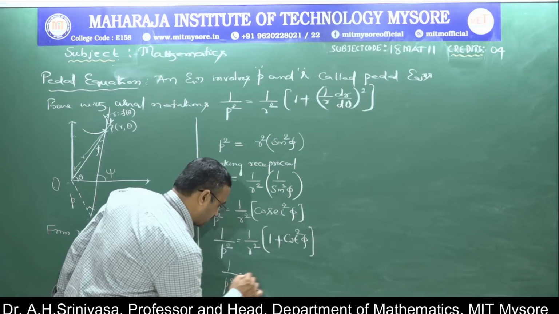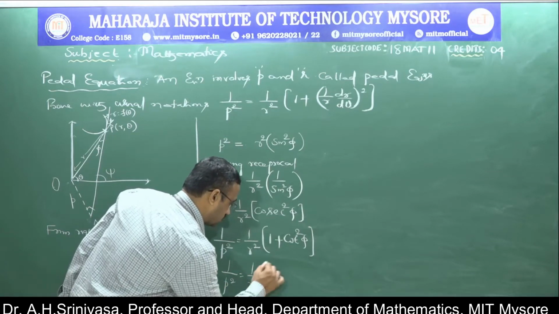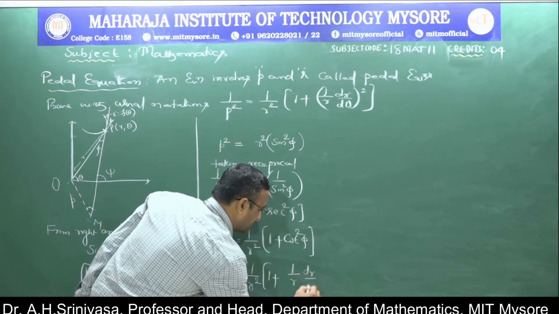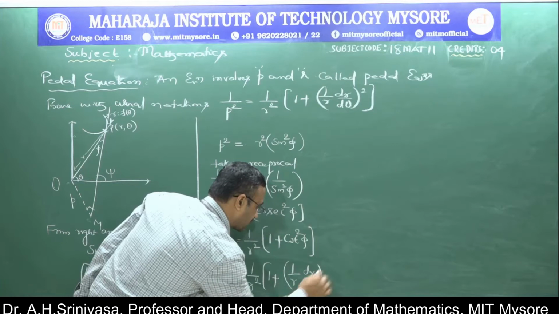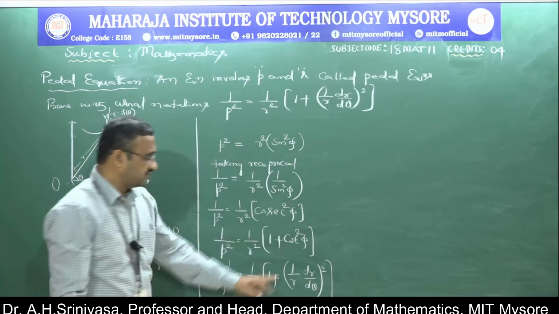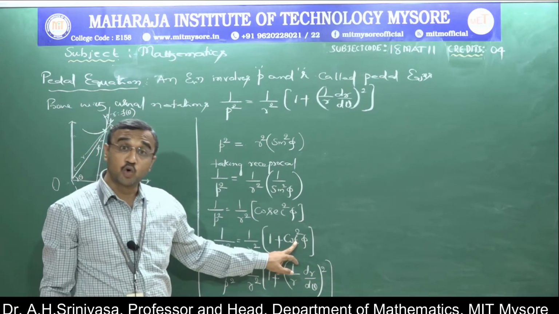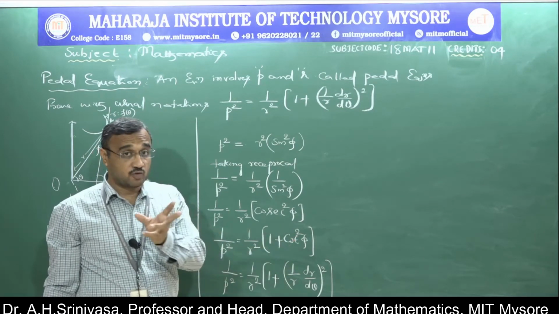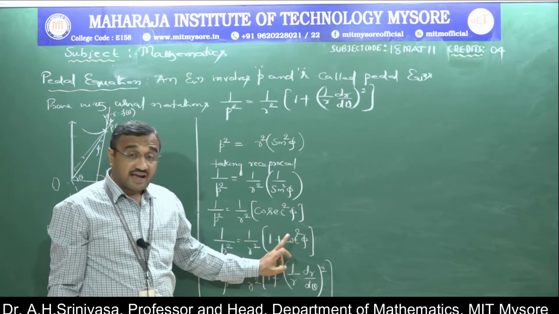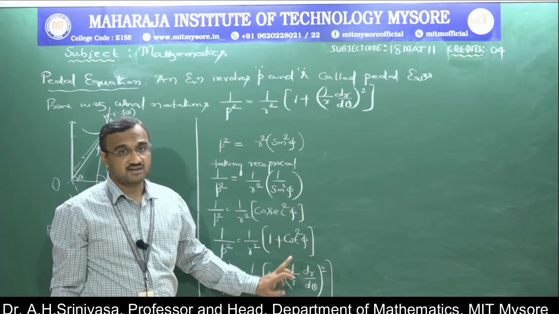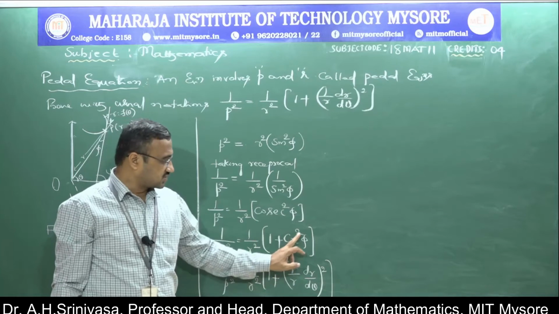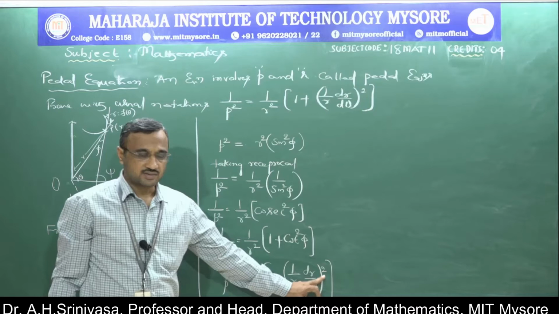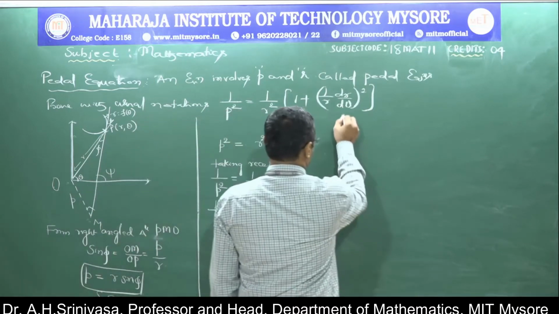That is 1 by P square equal to 1 by R square into 1 plus 1 by R dr by d theta whole square. Your cot phi is, sorry, not the length perpendicular from pole to tangent. It is the angle between radius vector and the tangent. So cot square phi is 1 by R dr by d theta whole square. It's clear. Make a simplification of this.